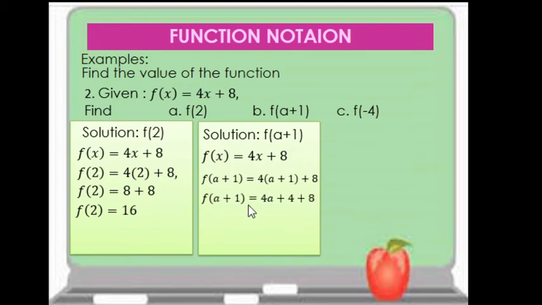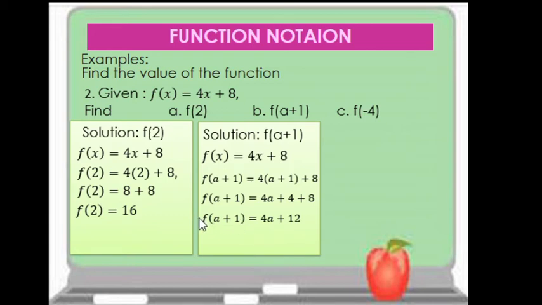So, f of a plus 1 is equal to 4a. So, saan ulit nanggaling yung 4a dito? Minultiply natin siya. 4 times a. Then, yung 4 galing din dito. 4 times 1 is 4 plus 8. Okay, so now we're going to simplify. So, f of a plus 1 is equal to 4a plus 12. So, ang pwede lang nating i-add dito is yung 4 and 8 kasi wala siyang kasamang variable. Hindi natin ito pwedeng i-add sa 4a kasi meron siyang kasamang variable.